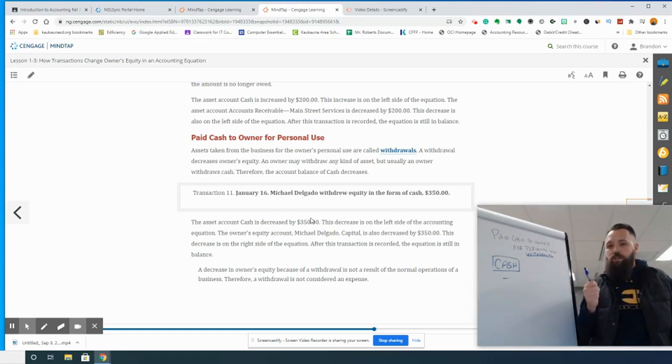So the owner is taking money out of his own business. Now, is that fair? Yeah, absolutely. It's his business. They've made investments into the business, right? We've received cash from an owner as an investment. Now, let's say the business is doing really well and the owner wants to pay themselves. Well, we need to record the owner paying themselves. So what's going to happen here?